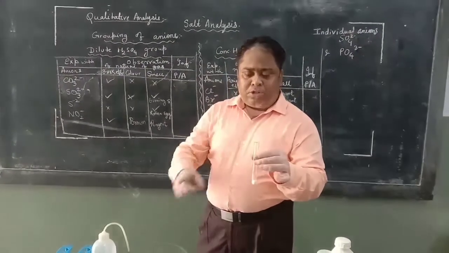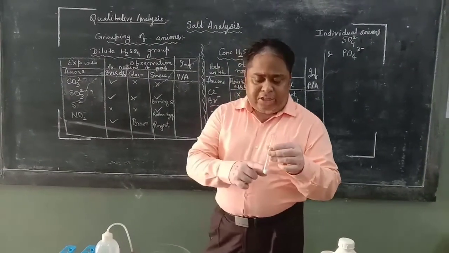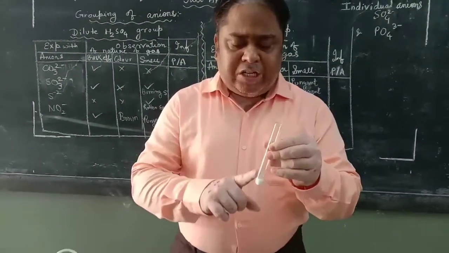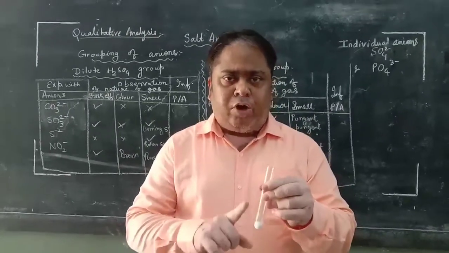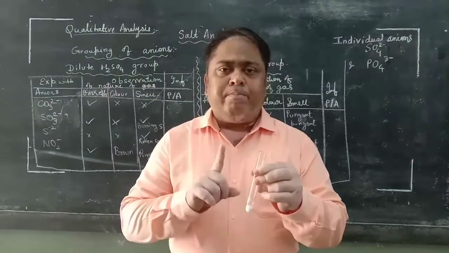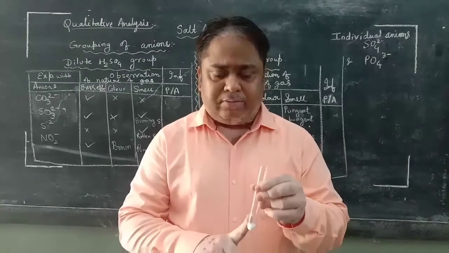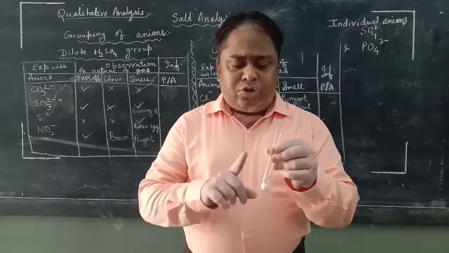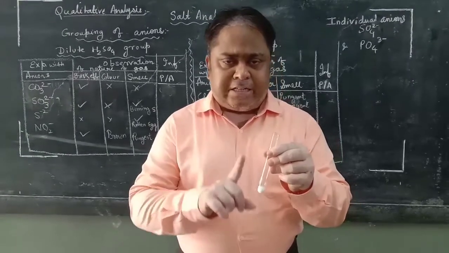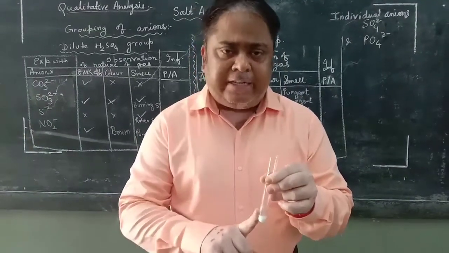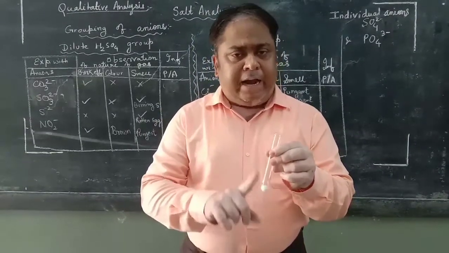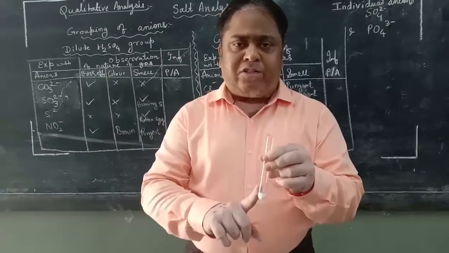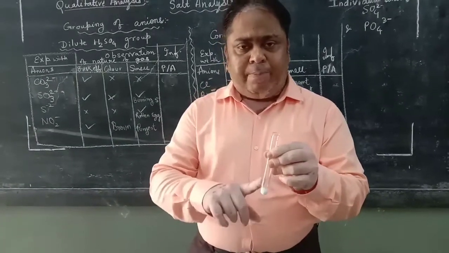It has no smell, but it can turn lime water milky and it can extinguish a burning matchstick, because carbon dioxide gas is a poor supporter of combustion. So in this way you can test the presence of carbonate ion. This is not the confirmatory test. This is just the grouping. For the confirmatory test, you will test it with lime water. Lime water will turn milky, or you will bring a burning matchstick and it will get extinguished. That will be its confirmatory test.